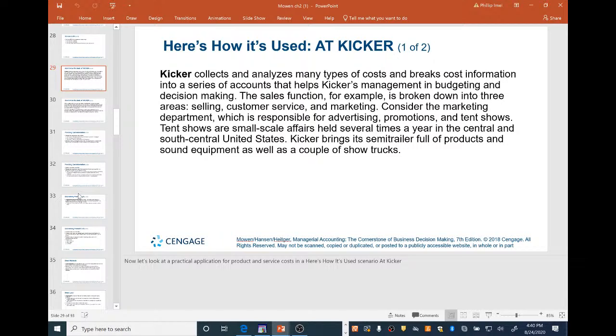They're going to determine whether that's beneficial after all costs, revenues, and expenses are said and done. They sit down and analyze it, and if the costs are more than what they brought in, then obviously they're not going to do the show again. So that's, long story short, what they're talking about here at Kicker.